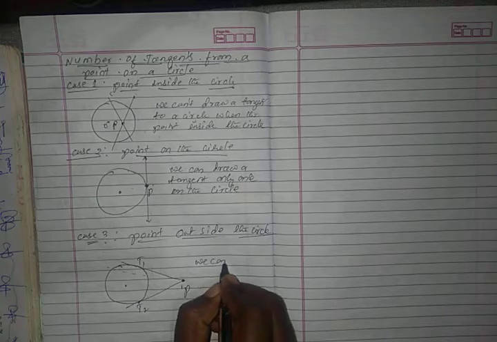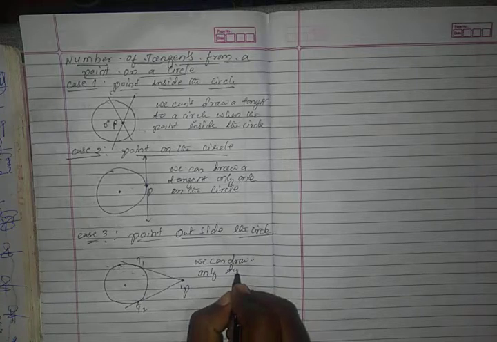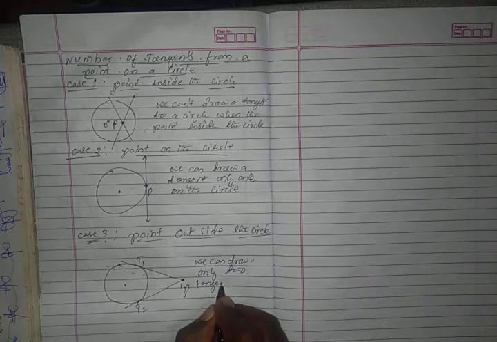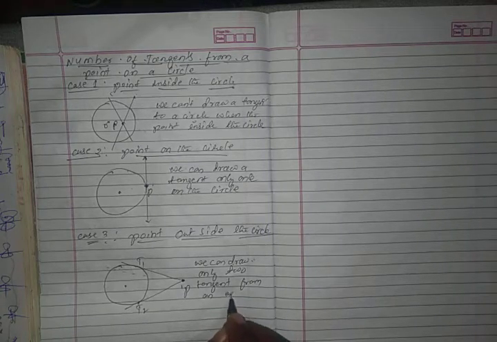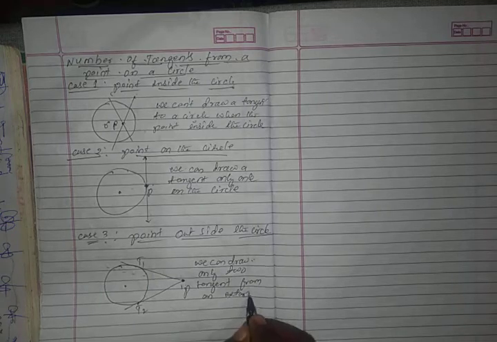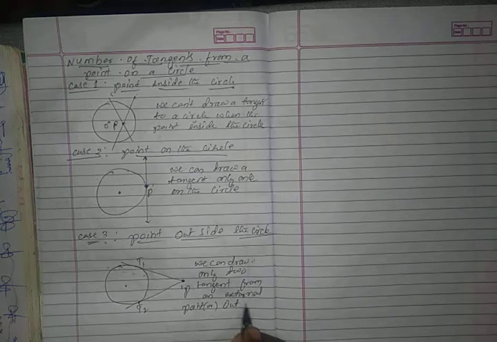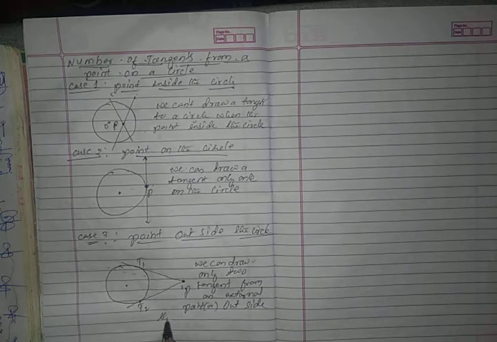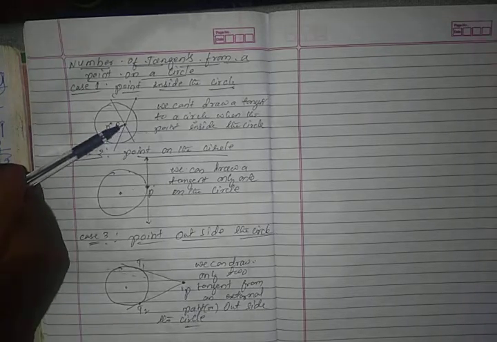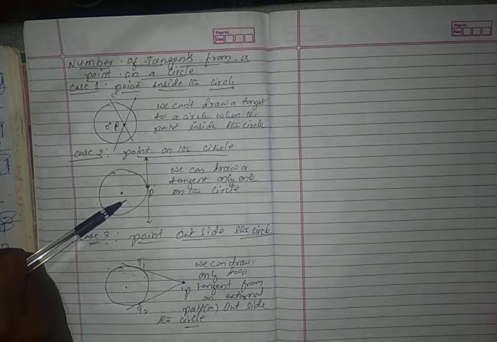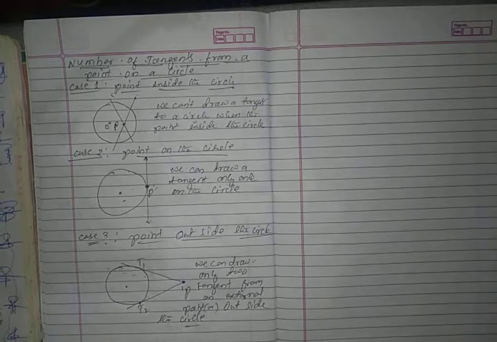We can draw only two tangents from an external point. P is called an external point, or a point outside the circle. Once again, no tangents can be drawn from a point inside the circle. Only one tangent can be drawn at a point on the circle. Only two tangents can be drawn from a point outside the circle. So this is the concept. Let us see the theorem.